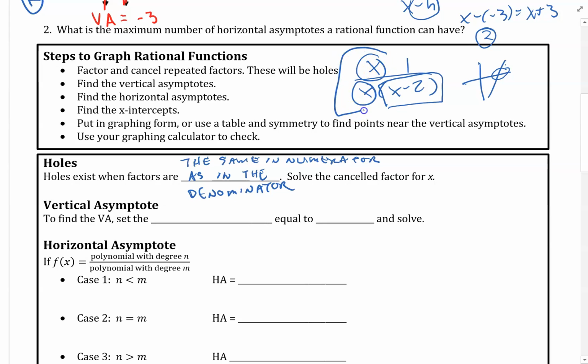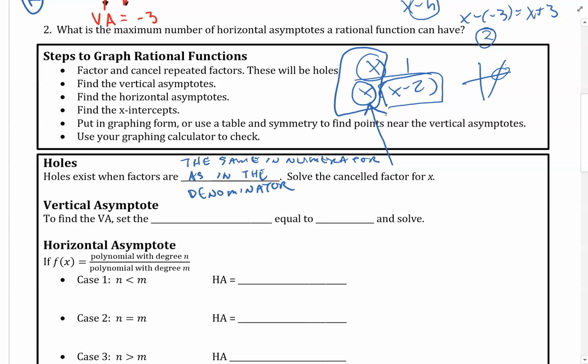So the example I gave up above, x over x, it has the same factor in the numerator and the denominator, and I can factor out x over x, which is equal to 1. But I also need to recognize that if x was 0, that would cause this to be undefined. So that would be a removable discontinuity, which is called a hole.